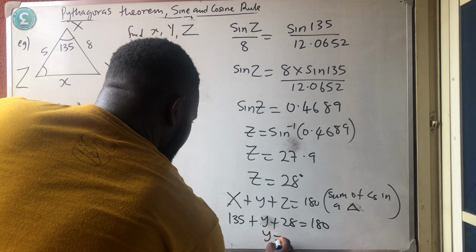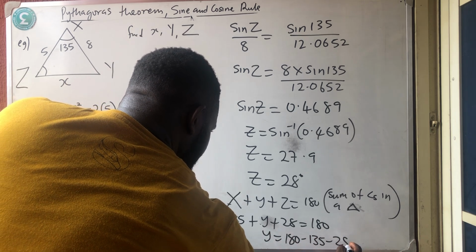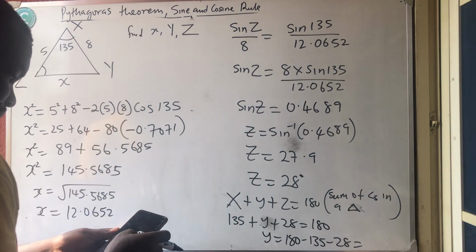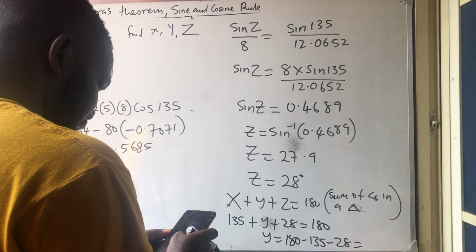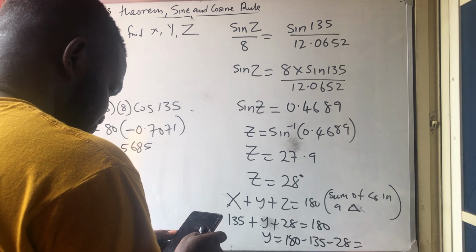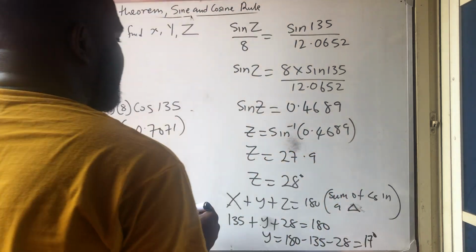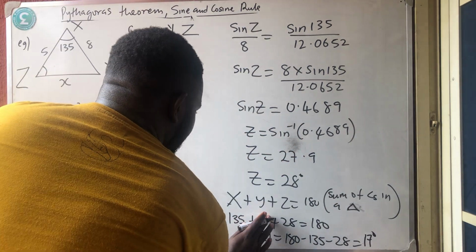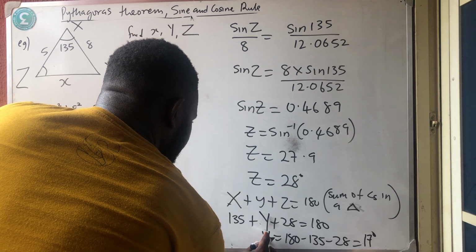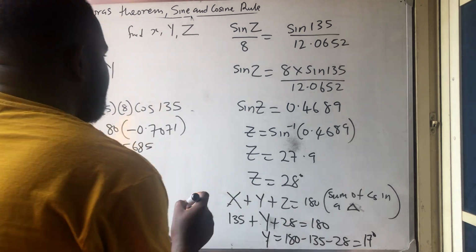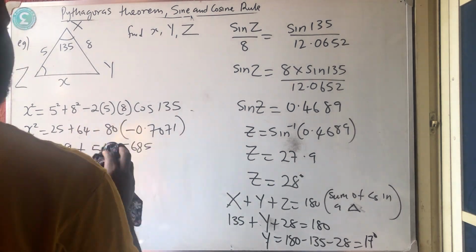So my y is now what? 180 minus 135 minus 28. So what do I have now? 180 minus 135 minus 28. So I'm having 17 degrees. So that is that. I've gotten my y, capital letter Y, please. You see that? Very, very simple. So I can clean the board.